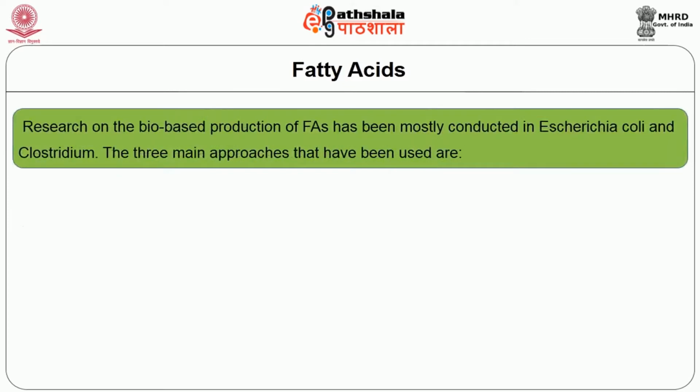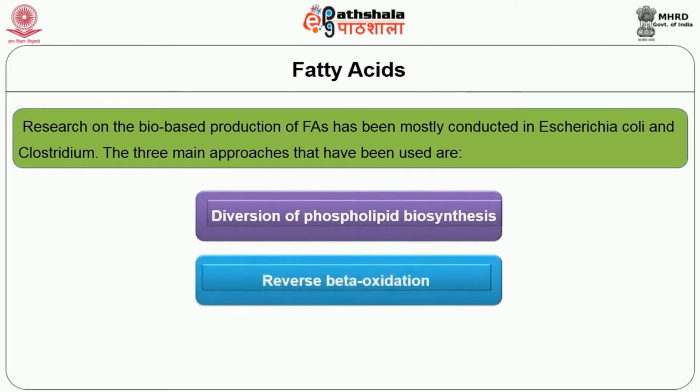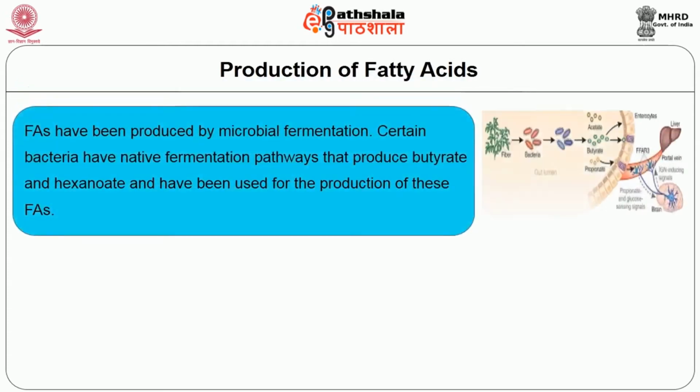Research on the bio-based production of fatty acids has been mostly conducted in E. coli and Clostridium. The three main approaches that have been used are diversion of phospholipid biosynthesis, reverse beta oxidation and fermentation. Coming to the production of fatty acids, they have been produced by microbial fermentation. Certain bacteria have native fermentation pathways that produce butyrate and hexanoate and have been used for the production of these fatty acids.